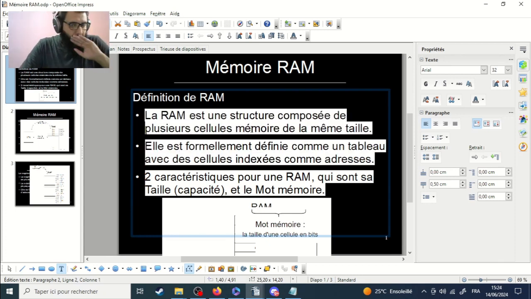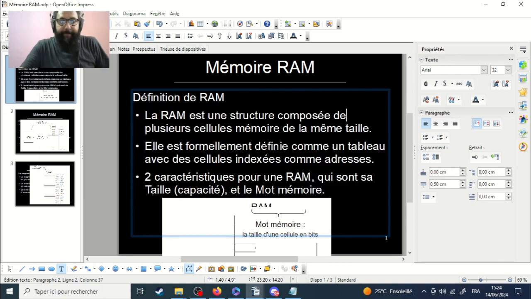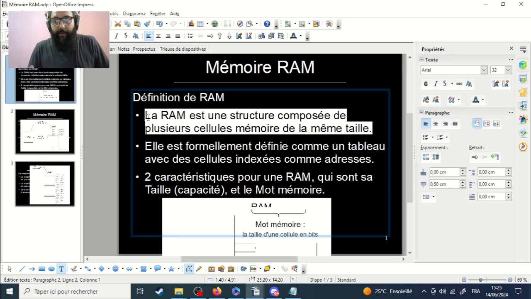But instead of text, you have to talk. For instance, we have this point: "La RAM est une structure composée de plusieurs cellules mémoire de la même taille." In this point, you have to explain what it is. You have a lot of explanation. You don't need to read the presentation. You have the point to remember what to say, and after that you have to talk.